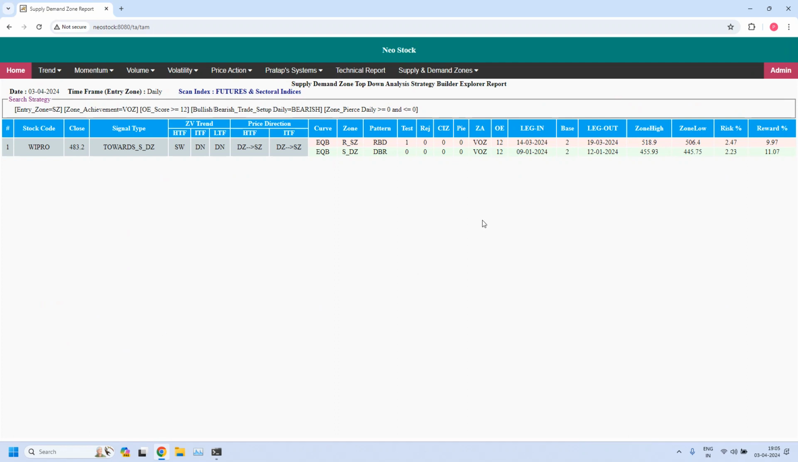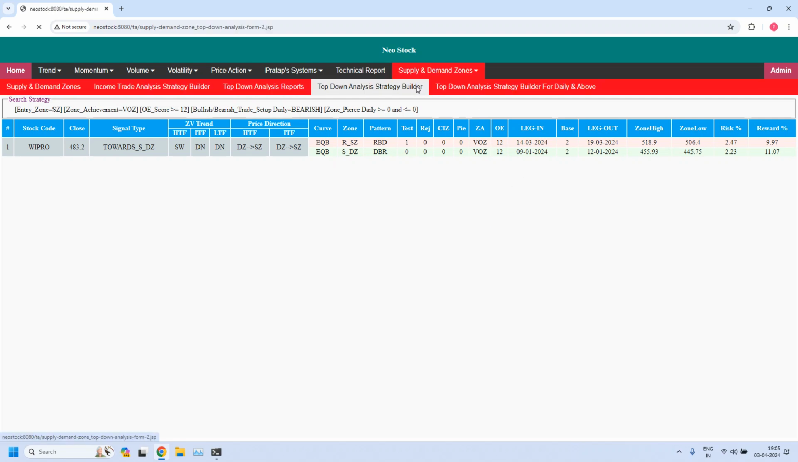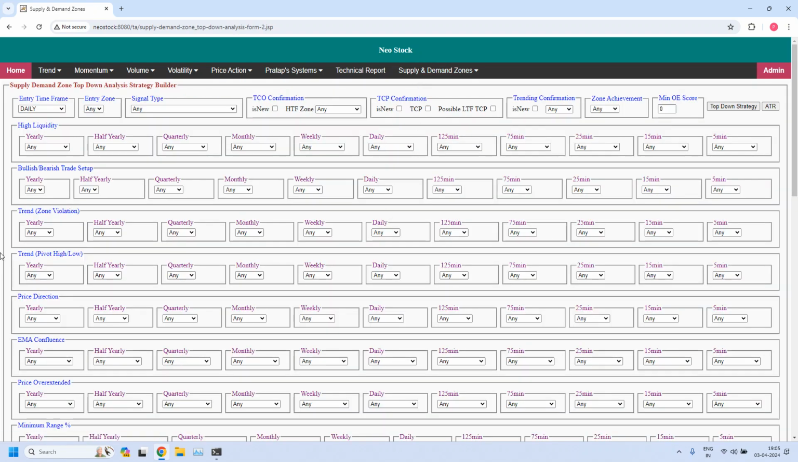Now let us generate bullish and bearish trade setups for weekly income trade. For weekly income trade, higher time frame should be weekly, intermediate time frame should be daily, and your lower time frame, that is entry time frame, should be 75 minutes. So that's why I am selecting 75 minutes as entry time frame. First we will generate the bullish trade setup. That means entry zone should be a demand zone.